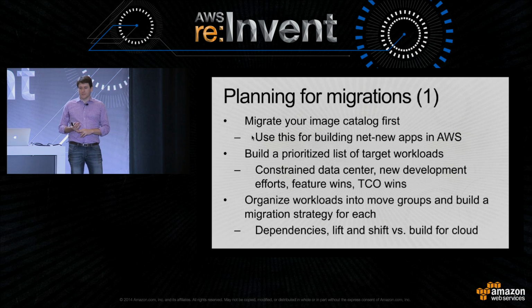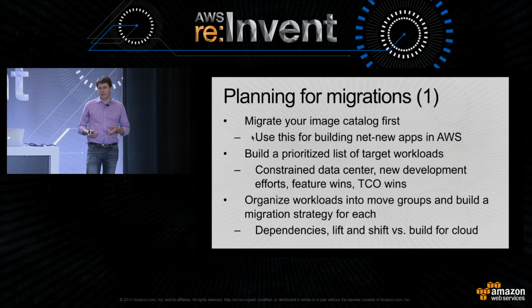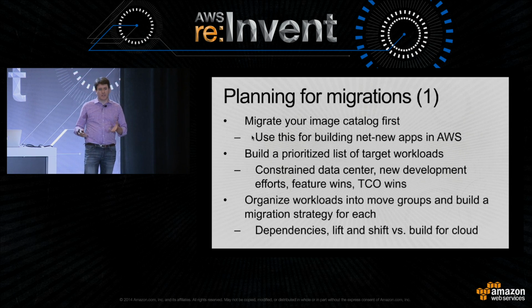It could be that I have some new development effort or a new feature that I want to capture that's going to be better served on AWS, so I want to position my application to take advantage of that. It could be TCO driven. It could be driven by any number of other things. And then, once you have this prioritized list of applications, you want to start thinking about sorting them into move groups. And this is a concept that a lot of tools have as a first-class object.